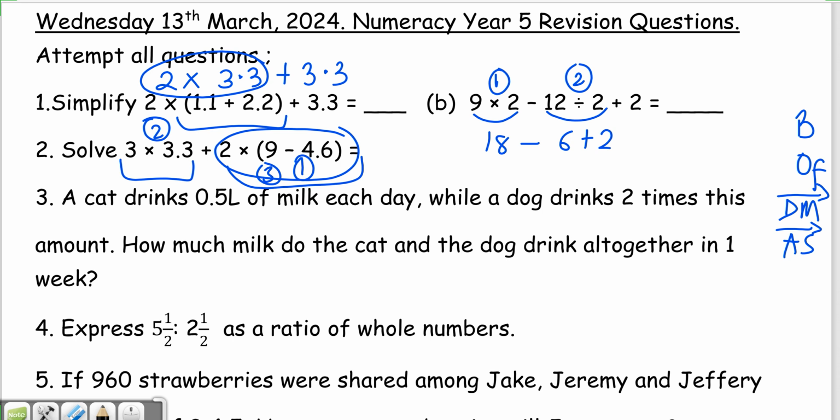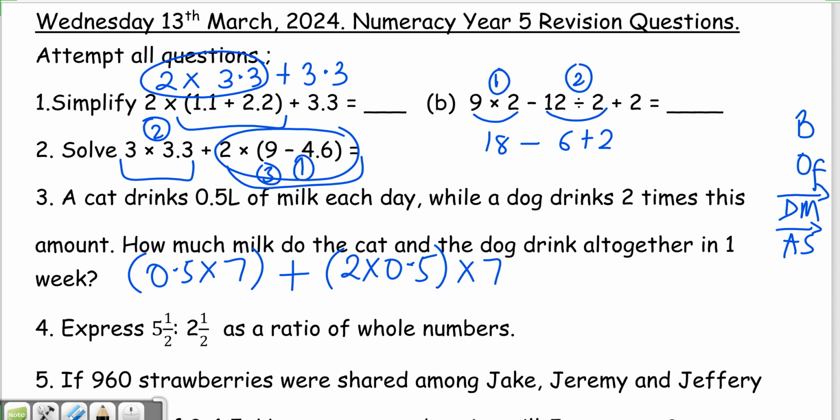So in 7 days, the cat will take 0.5 times 7. Then in 7 days, the dog will take 2 times 0.5. Then your answer times 7. Then to get this, you now add both of them together.